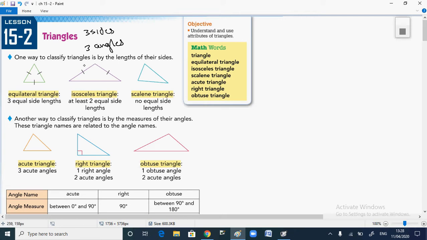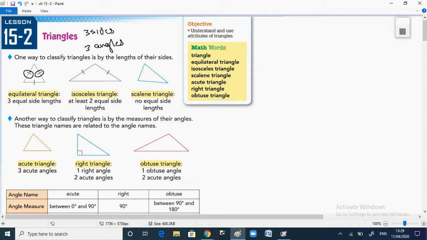So one way to classify triangles is by the length of their sides or by their angles. In this lesson we have to understand and use the attributes of triangles: equilateral triangle, isosceles triangle, scalene, acute, right angle triangle, and obtuse triangle. We will classify them based on the sides first. For an equilateral triangle, all sides are equal.